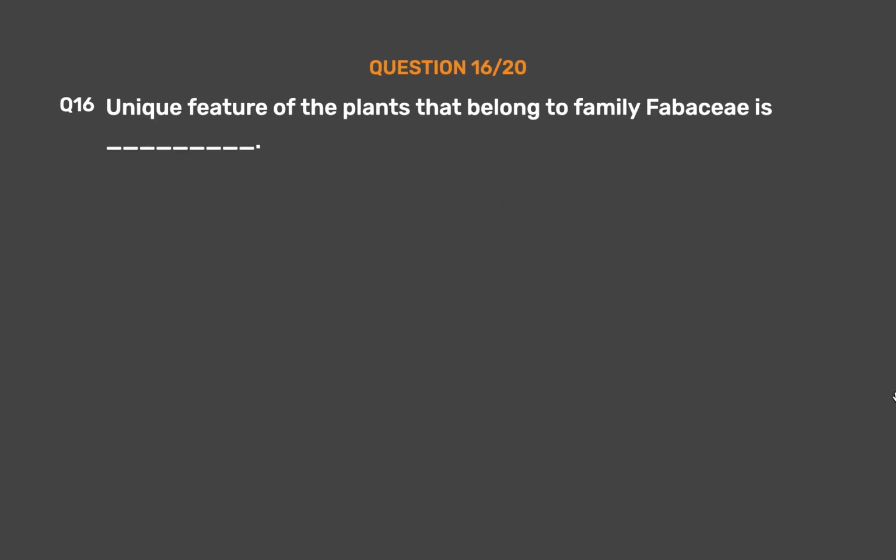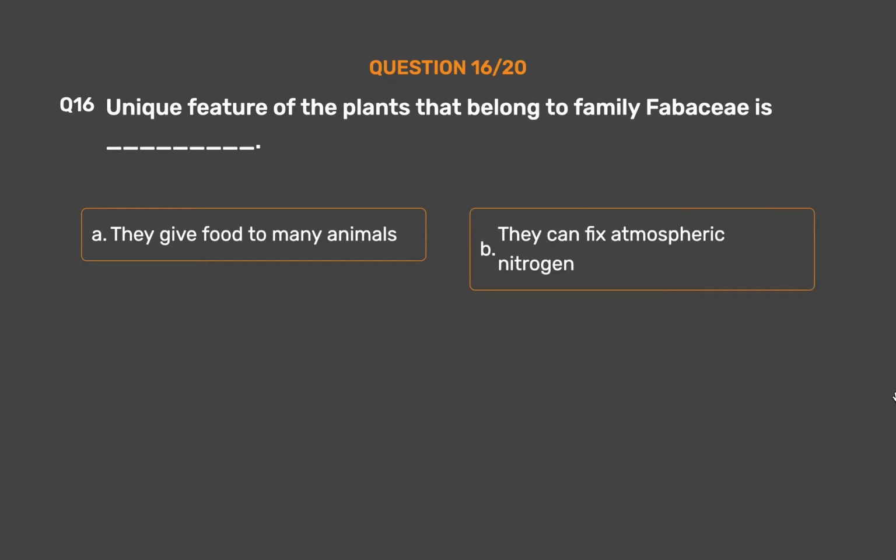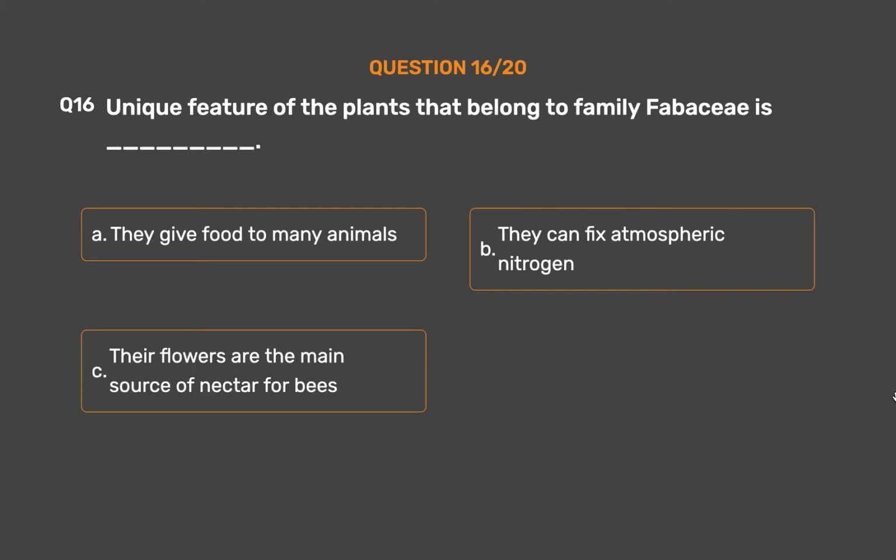Question number 16. Unique feature of the plants that belong to family Fabaceae is underscore. Option A. They give food to many animals. Option B. They can fix atmospheric nitrogen. Option C. Their flowers are the main source of nectar for bees. Option D. None of them.